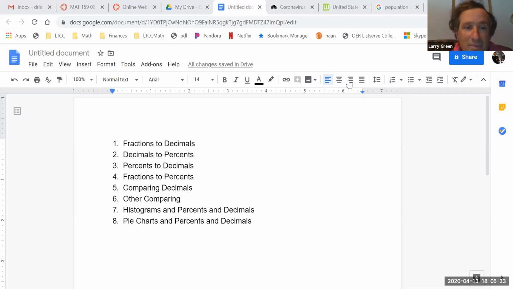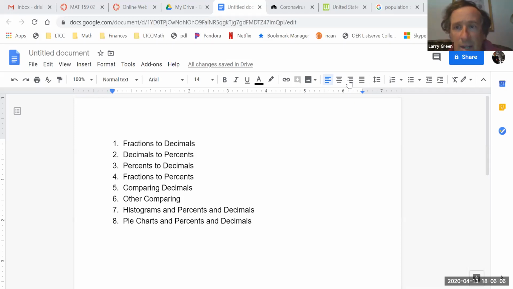Then after converting, we're going to compare. So we're going to look at comparing decimals. And comparing decimals really means comparing anything. That's why I say other comparing, because as we can see from the first part, we're going to learn how to convert. If you have a fraction, you can turn it into a decimal. If you have a percent, you can turn it into a decimal. So the important thing is you know how to compare decimals, because if you know how to convert and you know how to compare decimals, you can compare anything. So that's what we're going to be looking at.